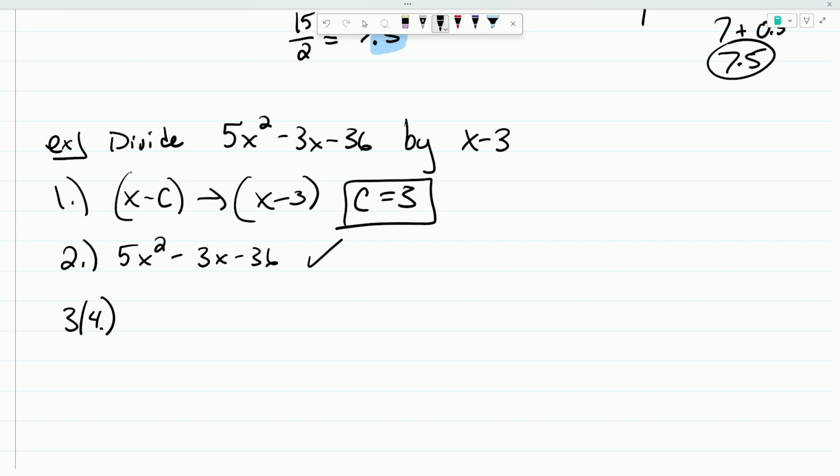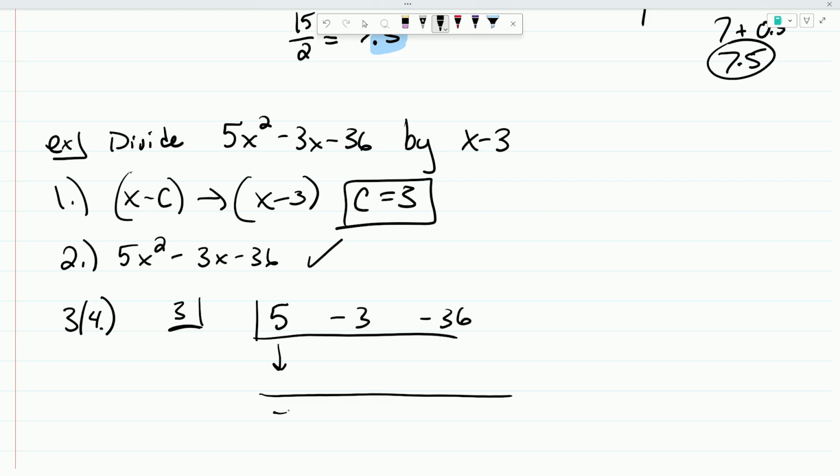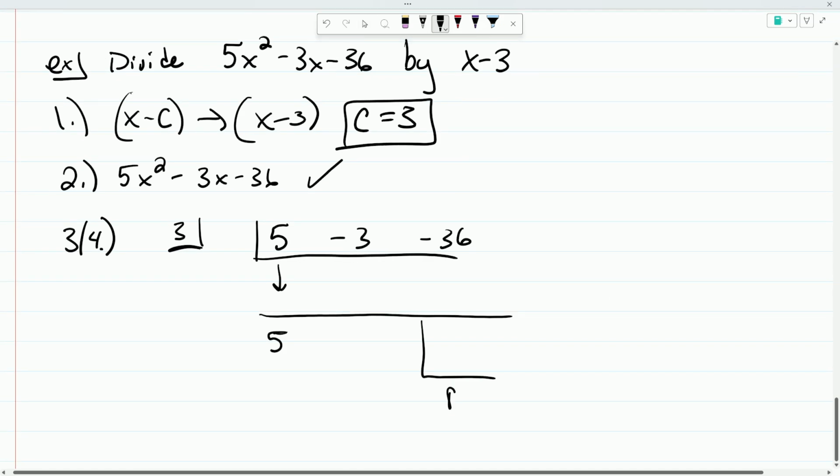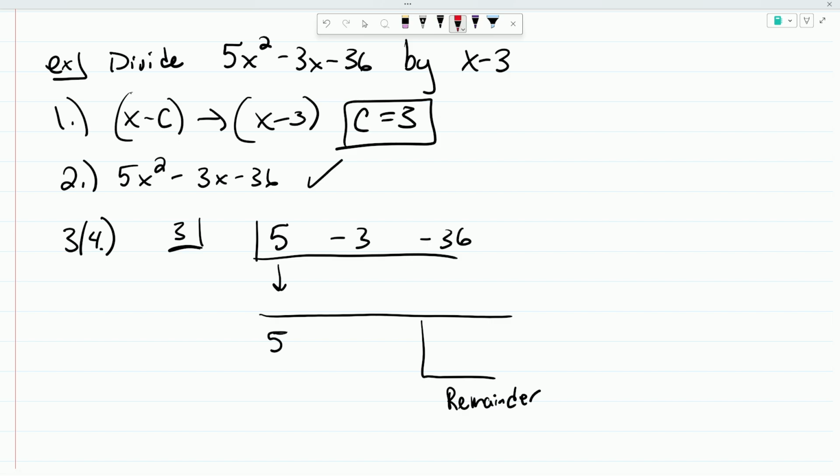Now, step 3 and 4, we're going to set it up and then do the technique. So 3, 5, oops, it's a bad looking 5, negative 3, negative 36. We're going to drop the first number down, and we're going to create a little box here and write remainder. Now I'm going to draw the arrows just so you can see the flow. I'll be writing in a red marker because in black is like the setup. This is the setup right here. Everything in black is the setup.